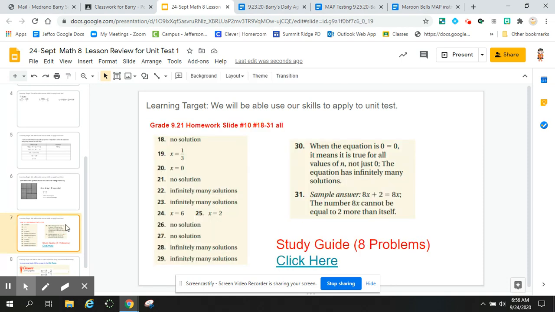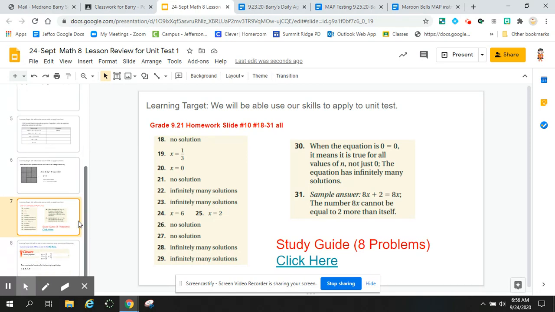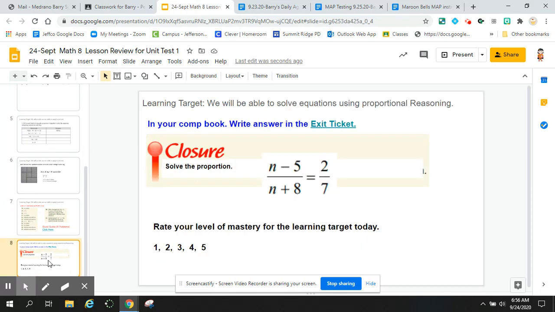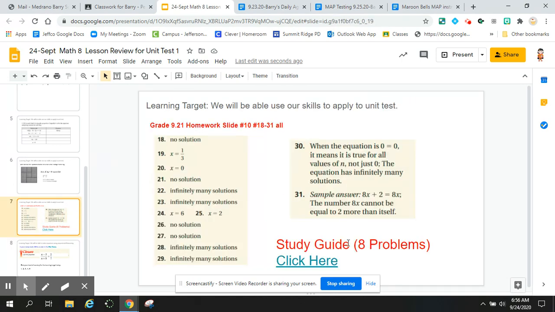On the next slide, you're going to just grade your homework. We're done with our study guide. And here you're going to have your closure. You have an exit ticket. I want you to apply the cross product on this closure. I'm going to go back up one slide and make sure you do the study guide. There are 8 problems. If you click here, you could get a copy of it. If you have a printer at home, feel free to print it.